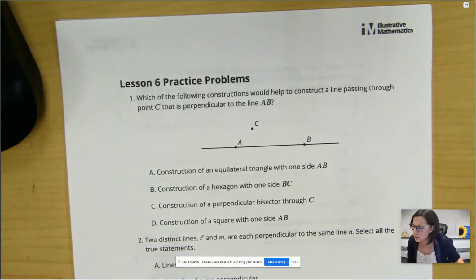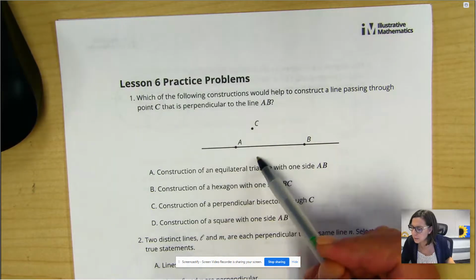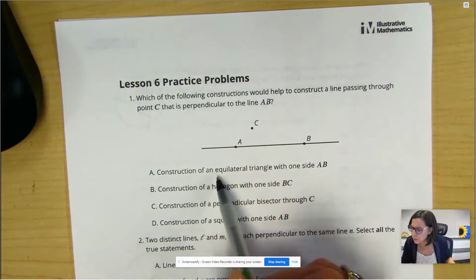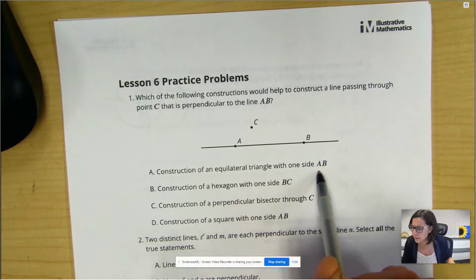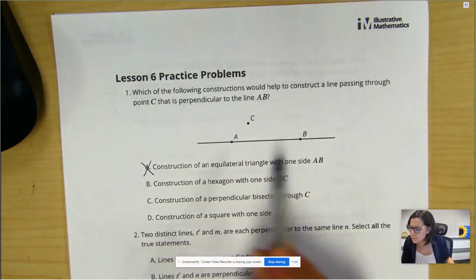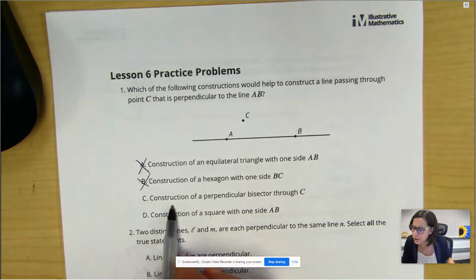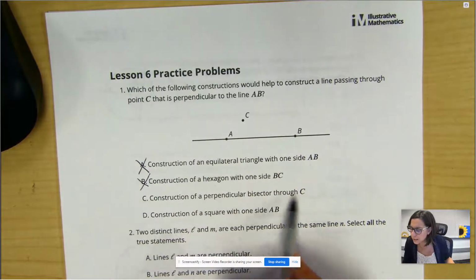Which of the following constructions would help to construct a line passing through point C that would be perpendicular to AB? Would a construction of an equilateral triangle with one side AB? No. How about construction of a hexagon with one side BC? No. This one confused me at first. Construction of a perpendicular bisector through C.